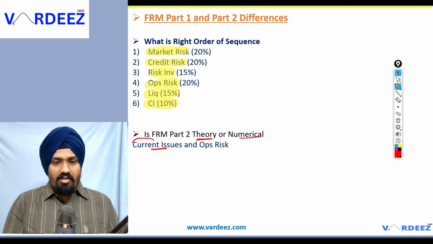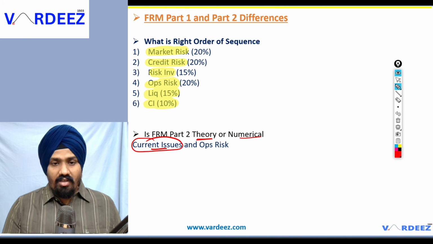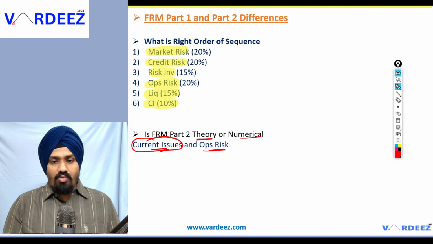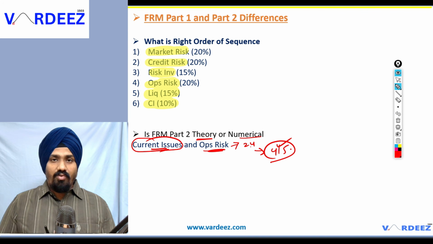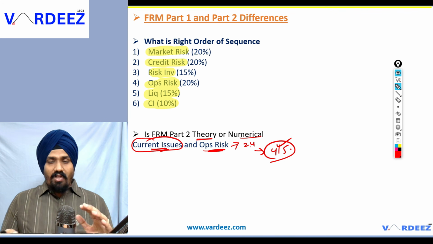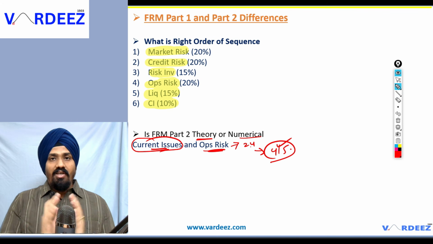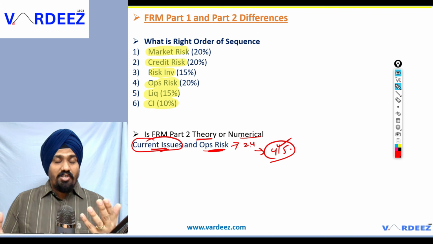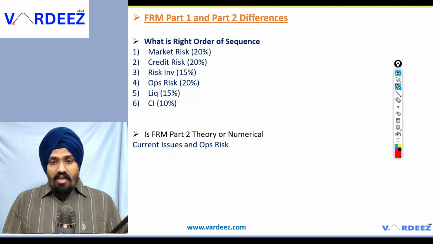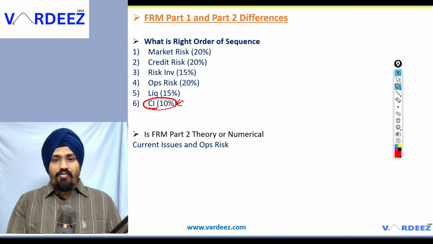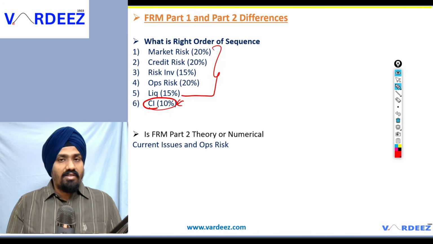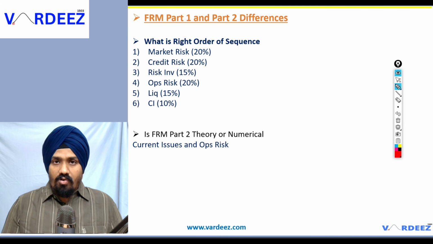If you look at the current issues, this is going to be a theory heavy subject. And apart from that, you also see operational risk. In operational risk, there are like 24 chapters, out of which you will see 4 to 5 chapters that require you to do calculations or have calculative topics. Apart from that, the rest are absolutely theoretical in nature, or theory chapters is what we call them. That's why I have kept current issues at the very bottom, something that you do after you complete all these things. So that's how I have designed the right order of sequence.